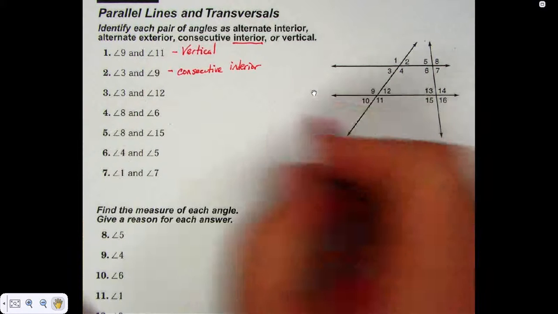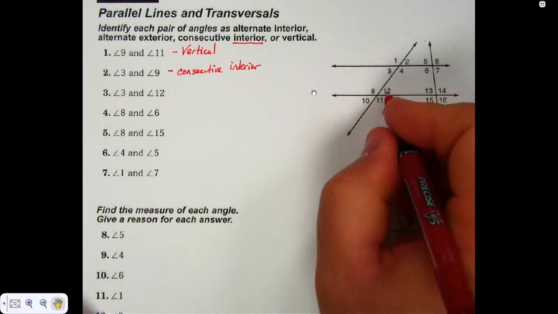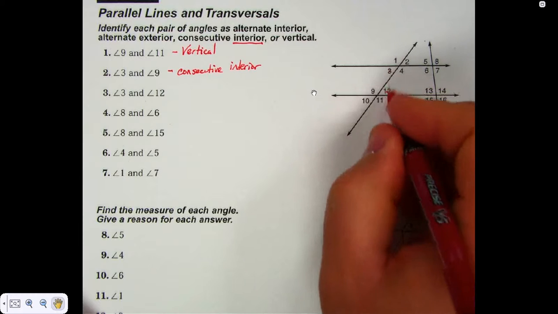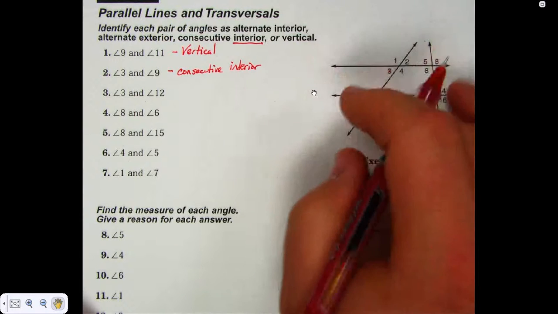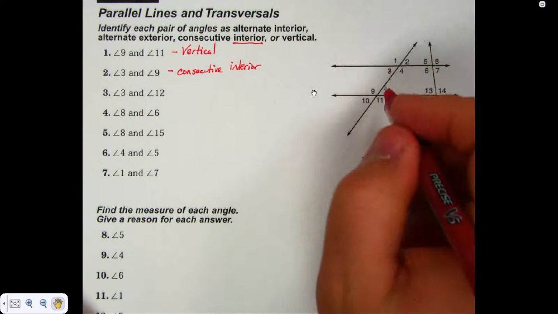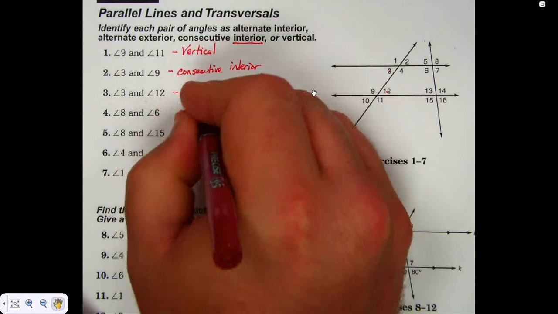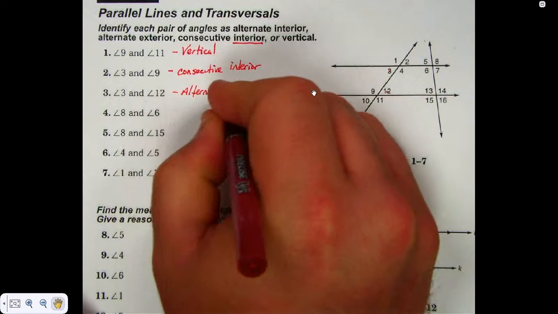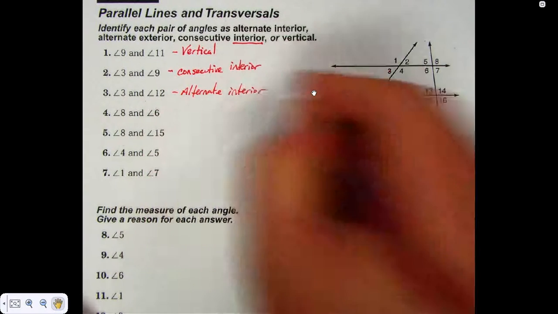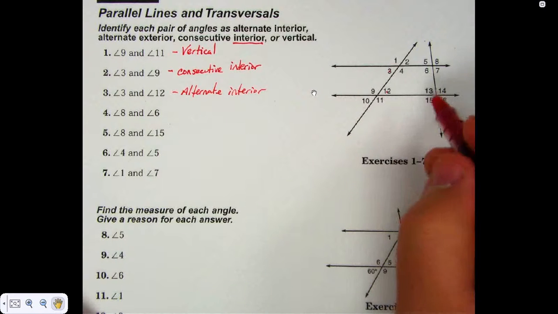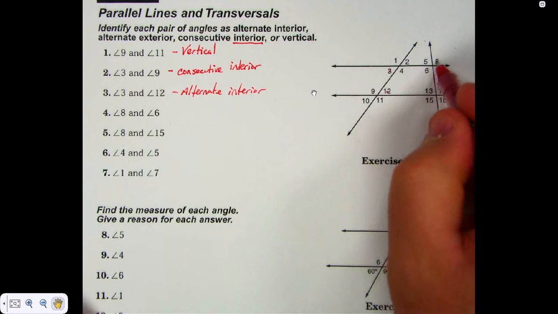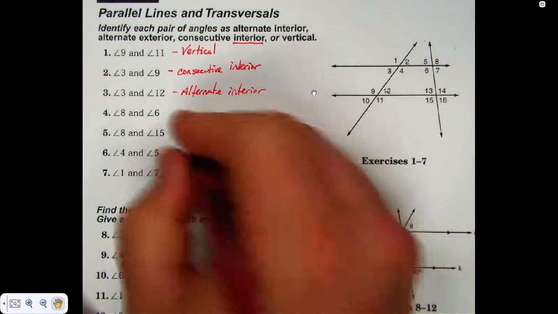Angle 3 and angle 12. Here's 3, here's 12. Are they on the same side of the transversal? They alternate around it, right? Are they both interior? Yes. So, alternate interior. Let's look at angle 8 and angle 6. 8 and 6 here. Vertical.